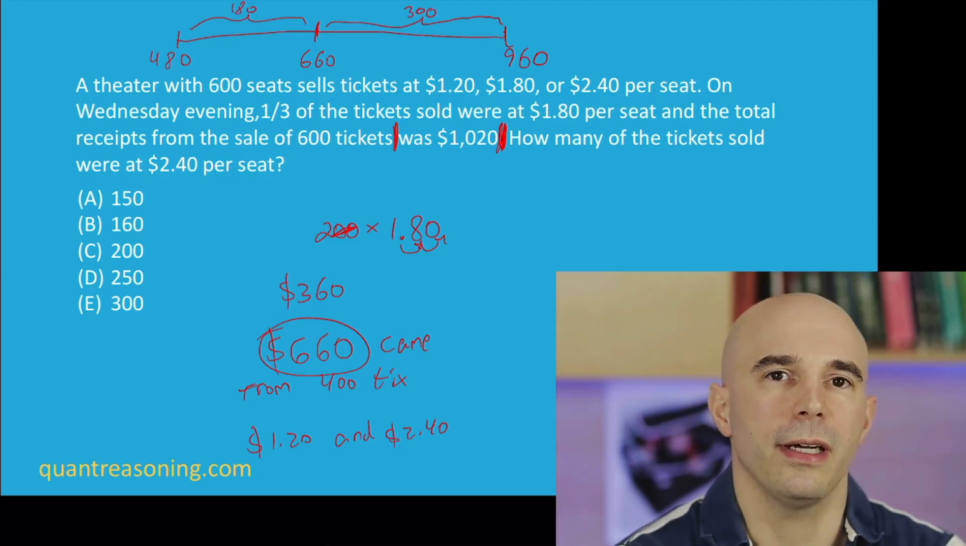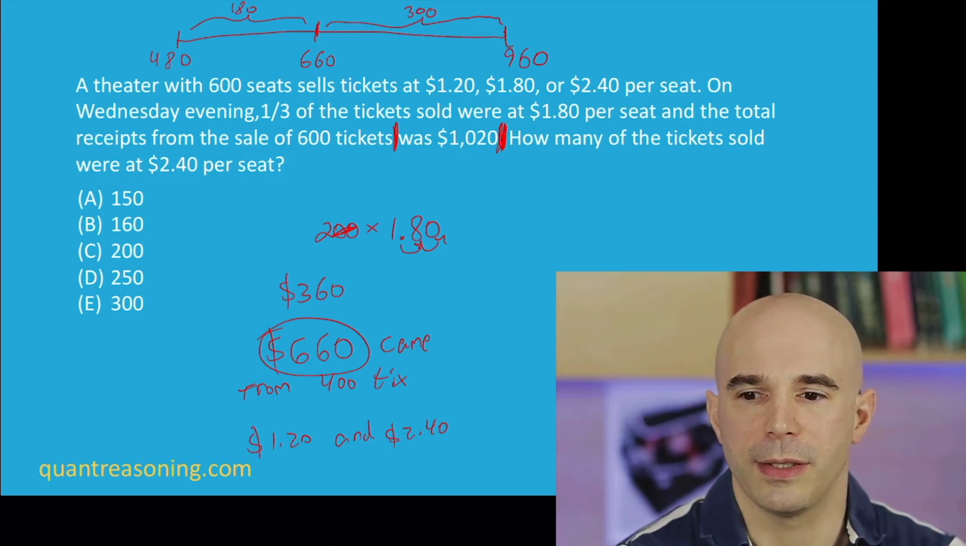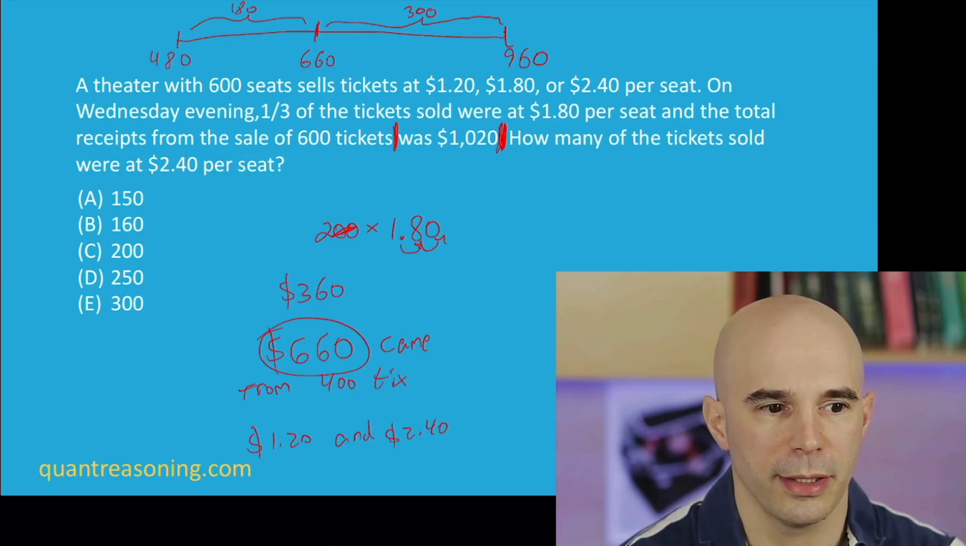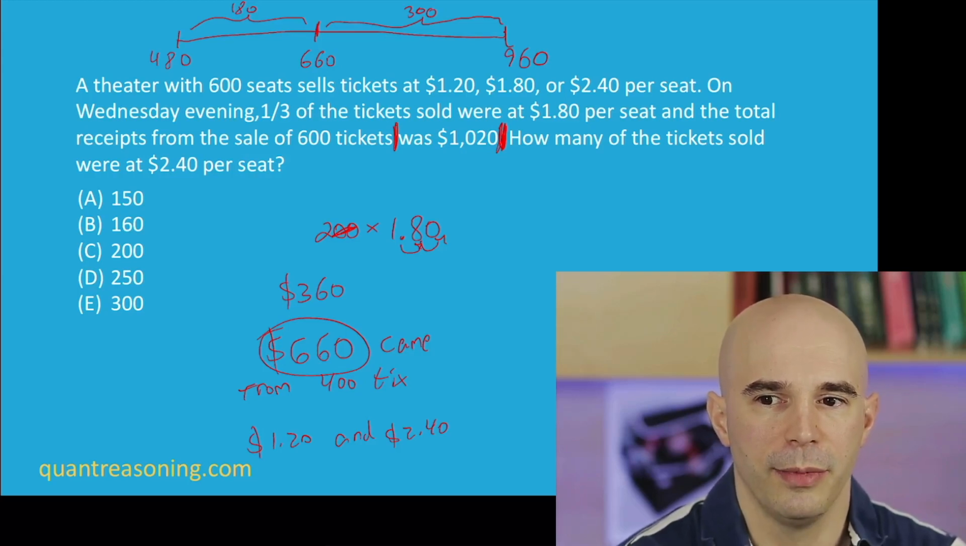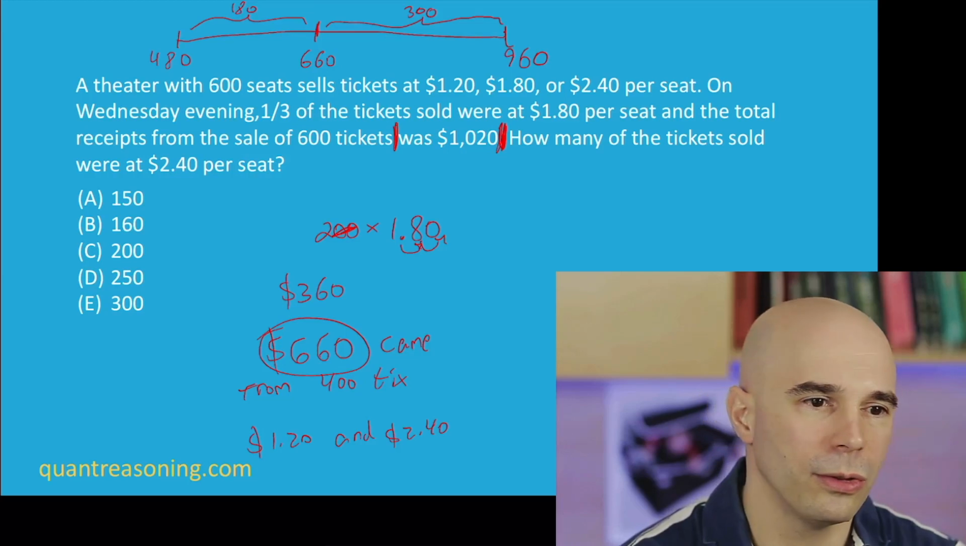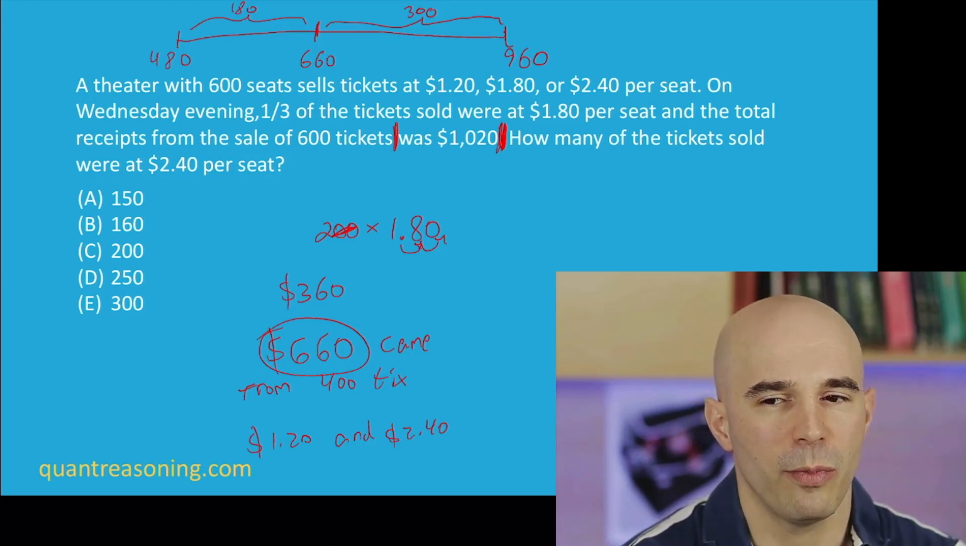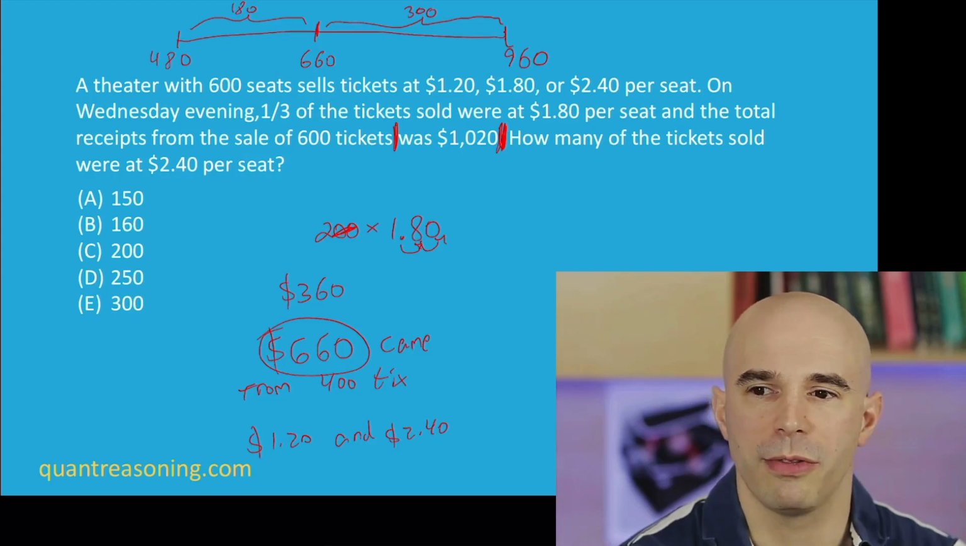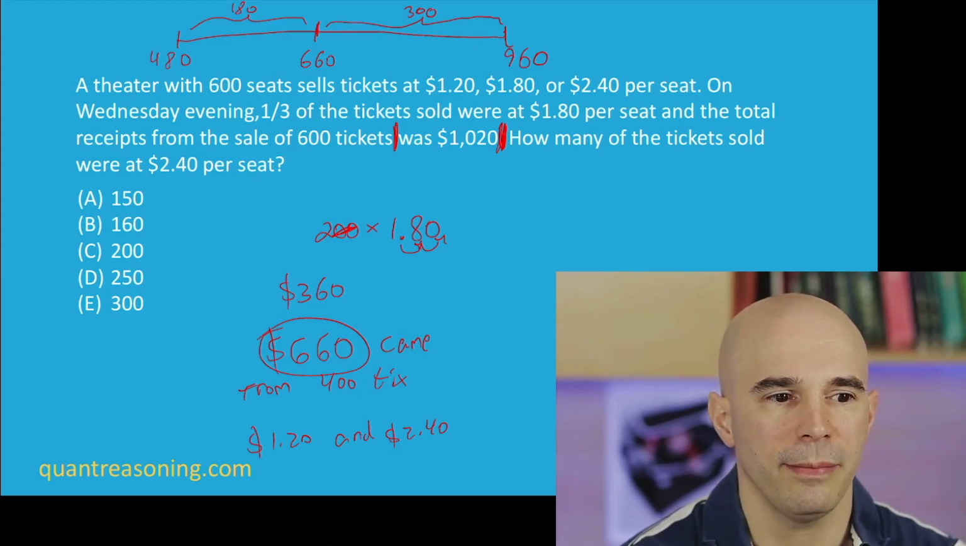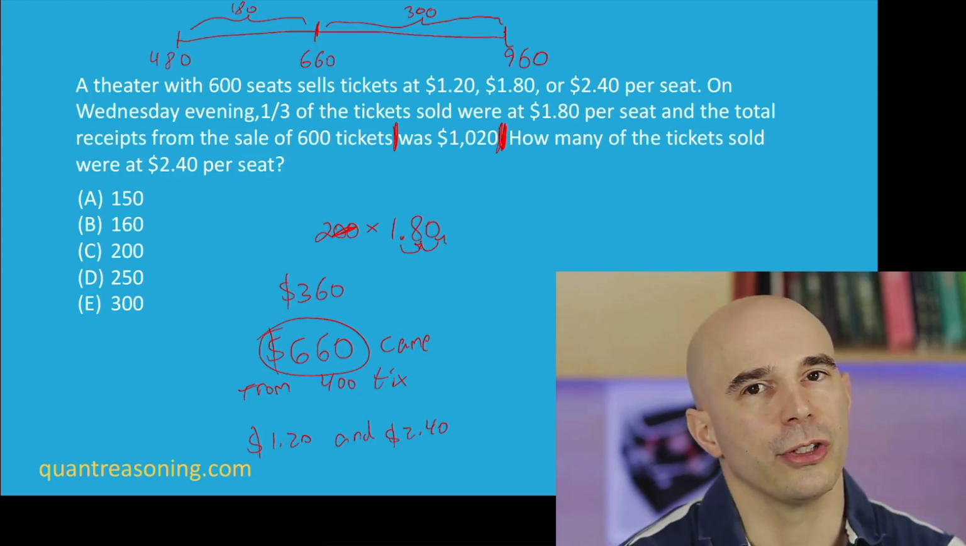So I can already make the inference that we must have sold more of the cheaper tickets, more of the $1.20 than of the 240. How do I know that? Because 660 is closer to 480 than it is to 960. But how much closer? What's the ratio of those distances? We've got 180 and we've got 300.